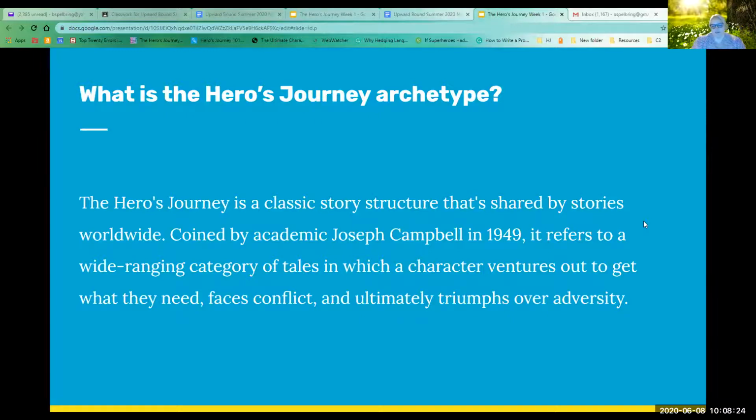And so he broke that all down and looked at what that means for us and what it means for the stories we tell. So it can be a lot of different things. It can be popular movies like The Hunger Games and things like that. Even The Lion King is definitely a hero's journey. So there are lots of different possibilities.